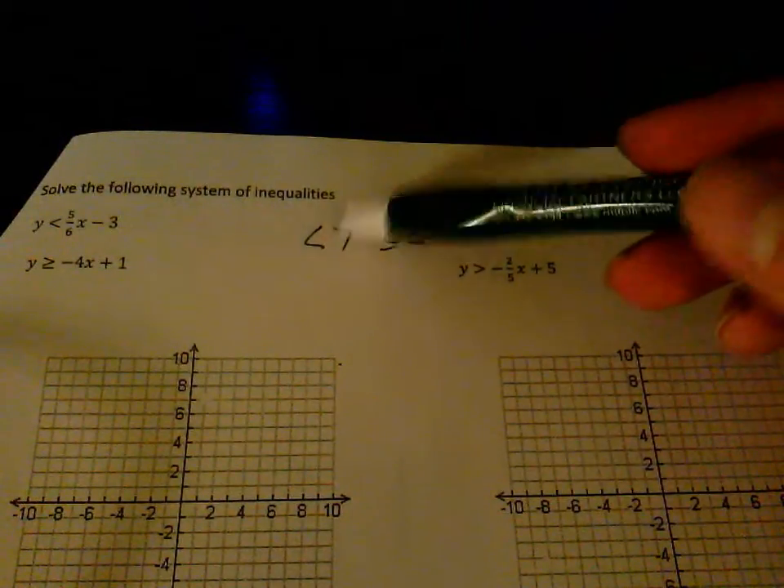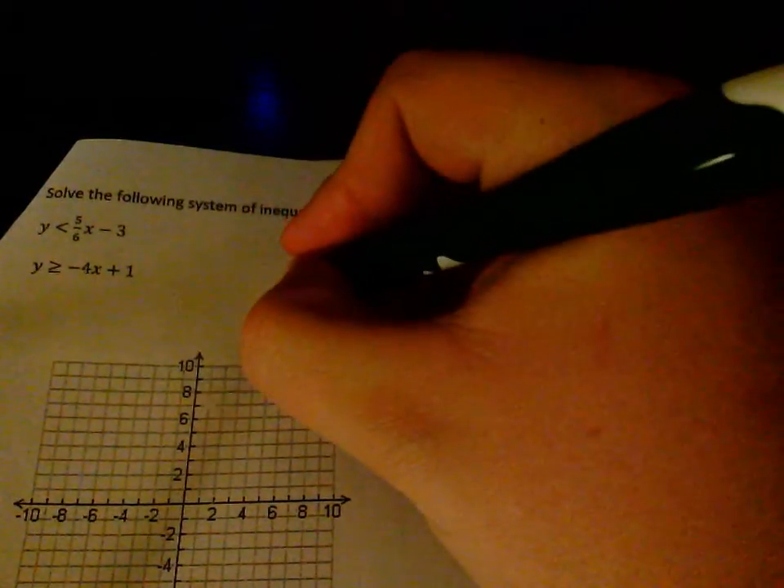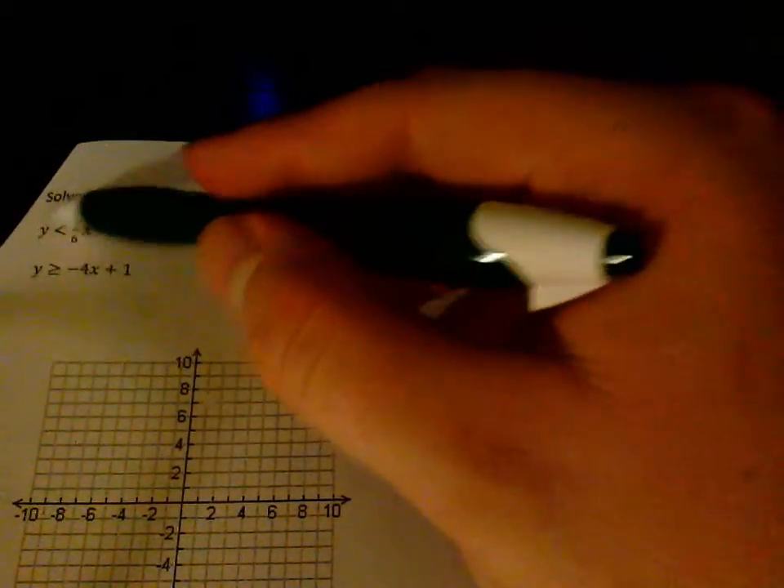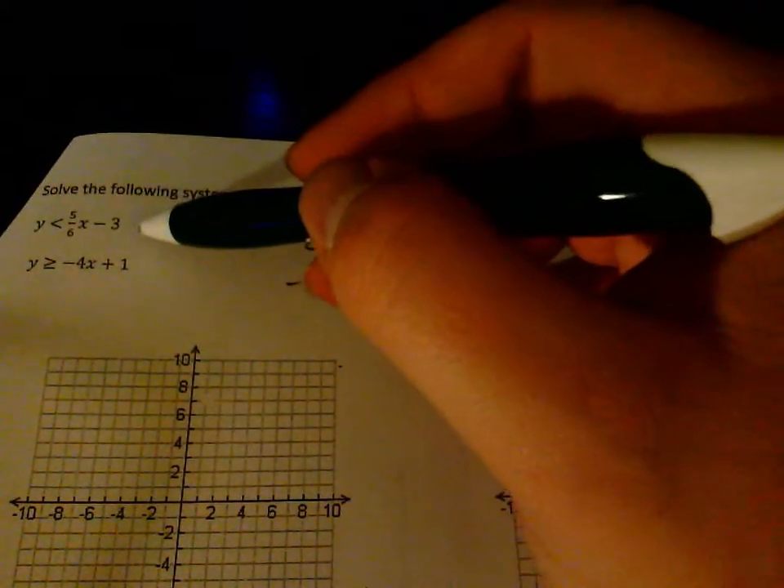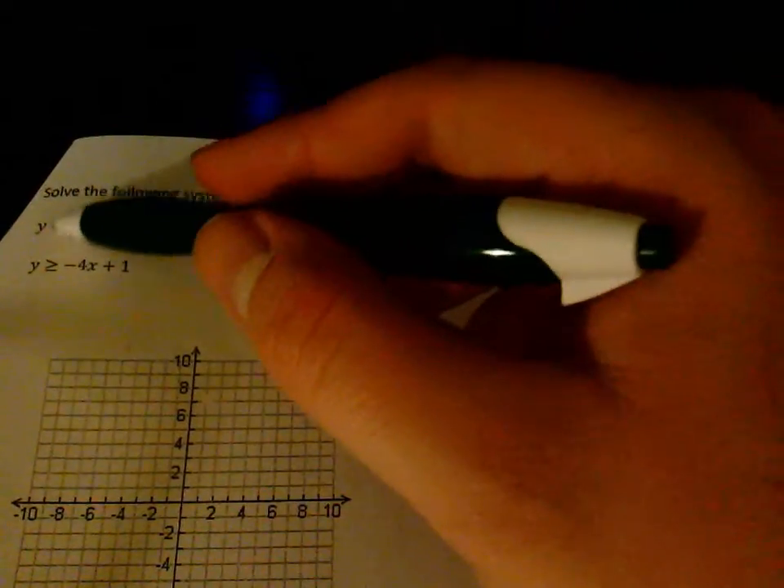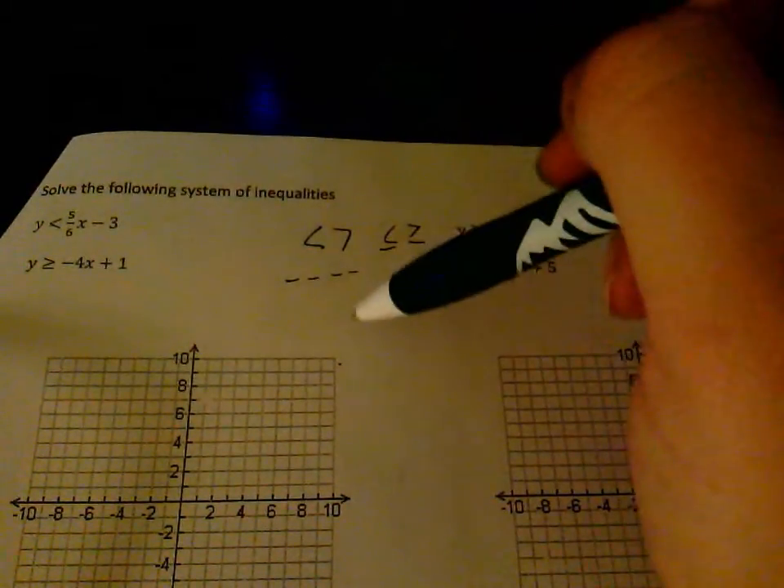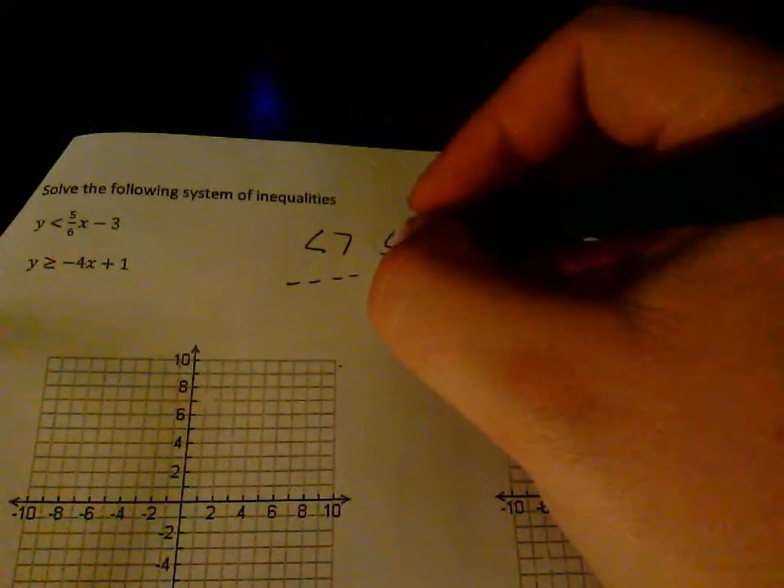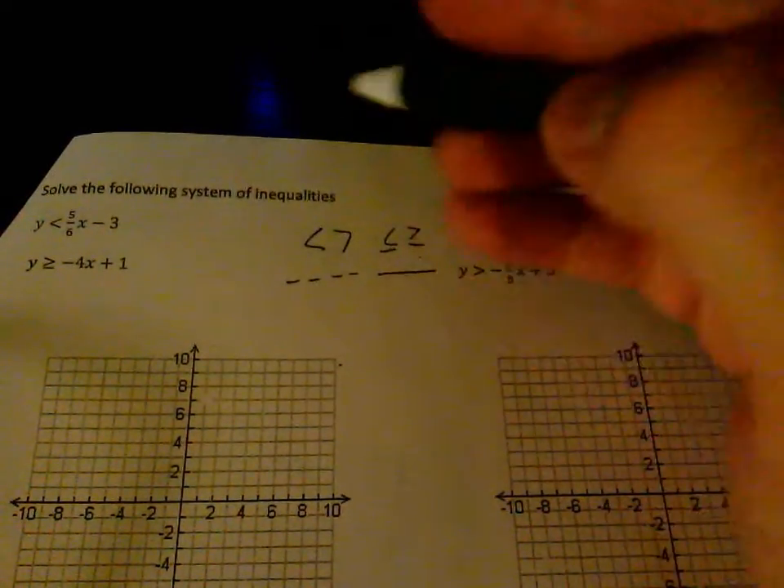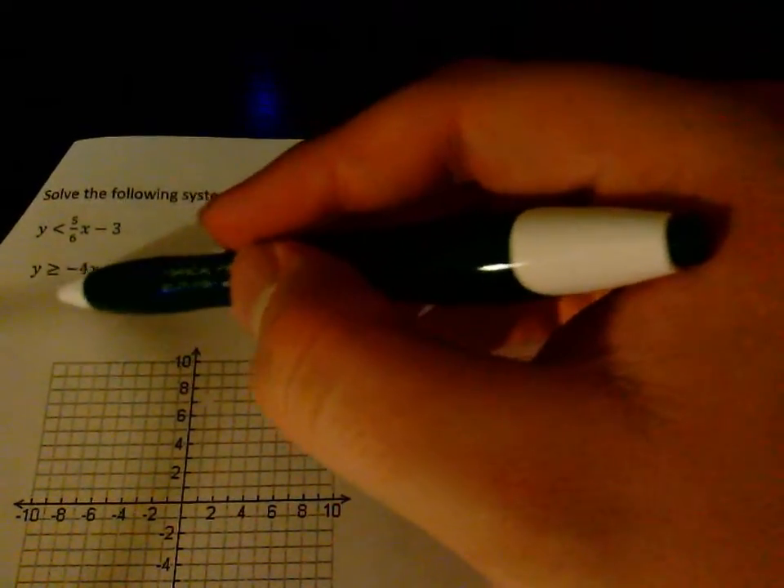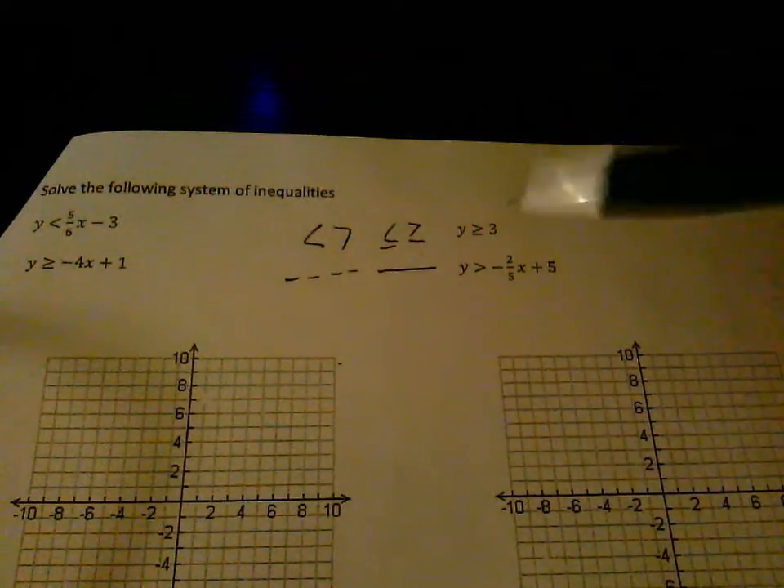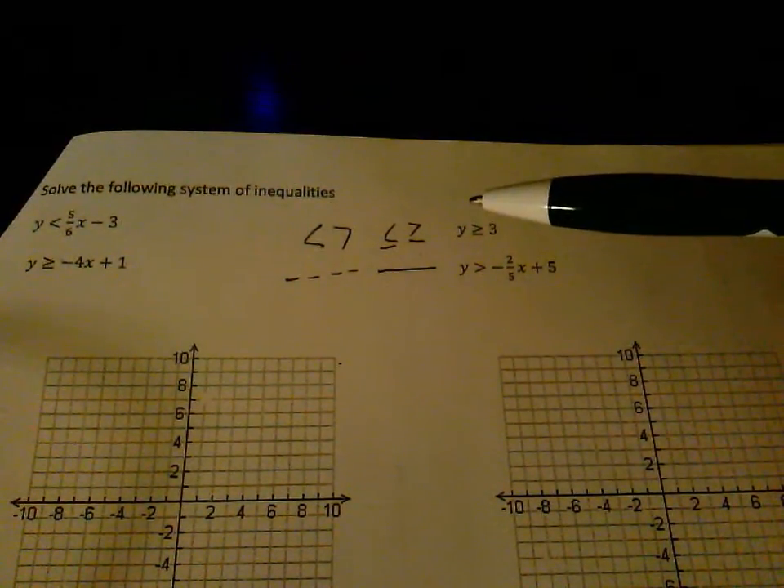When you make your line, you're going to make a dotted line if you have this symbol. For example, this symbol, when I connect my y-intercept to the second point I make with my slope, I had to use a dotted line because of this. This gives you a solid line. That little line underneath the inequality sign means solid line. Okay? So that's how you can tell the difference between solid and dotted.